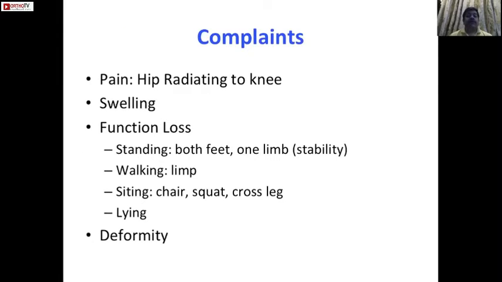So the common complaints around the hip. Now this part we're going to repeat two or three times in the next 10 minutes. Pain, which is going to be the most important. Swelling. Function loss. Now the function loss could be in standing, maybe on both feet or one limb, in walking, in sitting, chair, squatting, or cross-leg, or it could be in lying down. And then the patient could come with a presentation of a deformity.